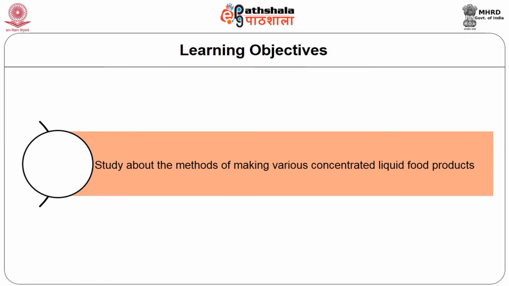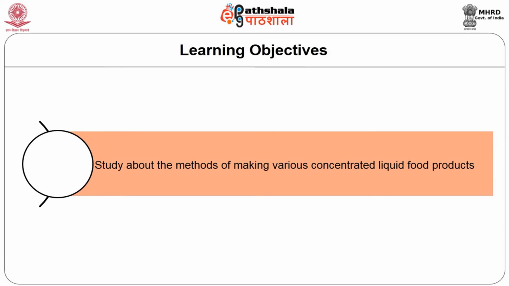As we all know, concentration of liquid food is a process of removal of water, and this process is done to reduce the weight and volume of the liquid food products. So the main purpose of concentration is to reduce packaging, transportation and storage cost, and also to improve the stability and handling of the product. The objective of this module is to study the methods of making various concentrated liquid food products.